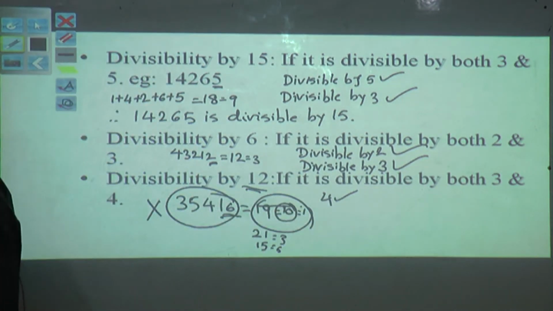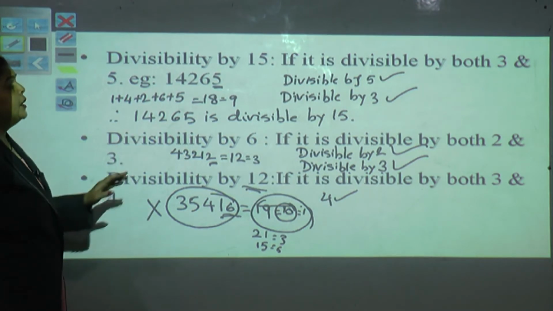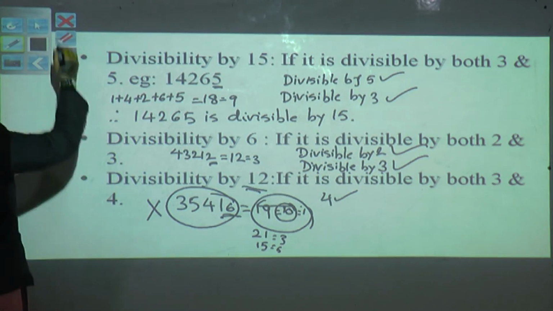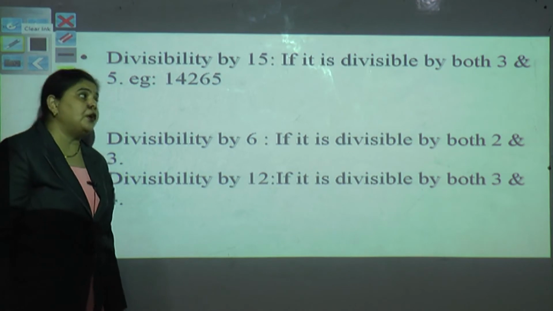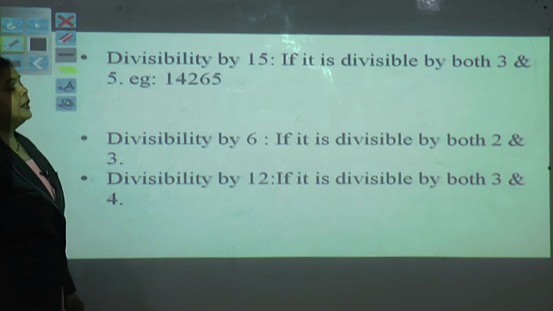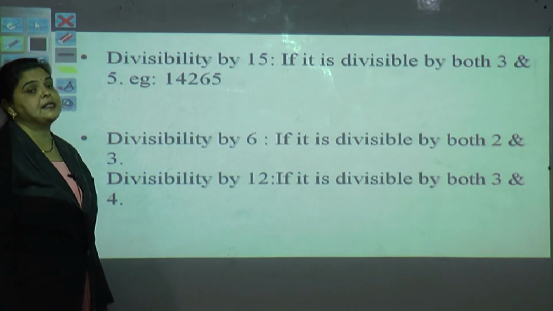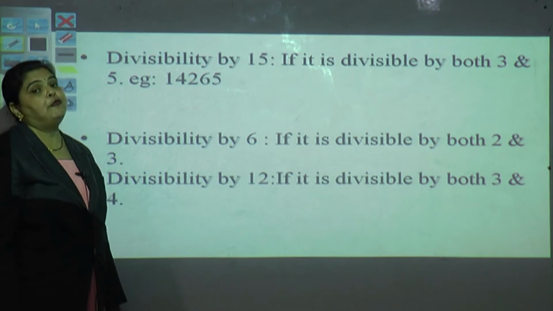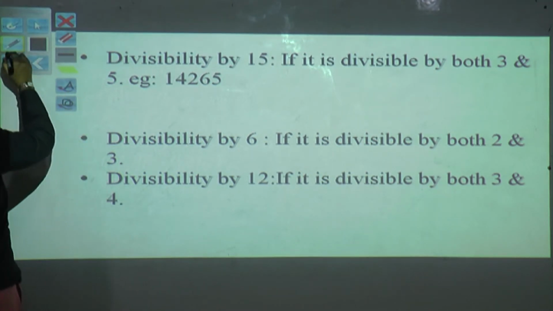So in this way we have learned the divisibility rules. Just remember, go through them thoroughly and write your own example, so it will be easier to understand. You can write your own number and find out whether it is divisible by 2, 3, 4, 5, 6. Then we learned about 10, 12 and 15. The rest of the divisibility rules you will learn in higher classes.